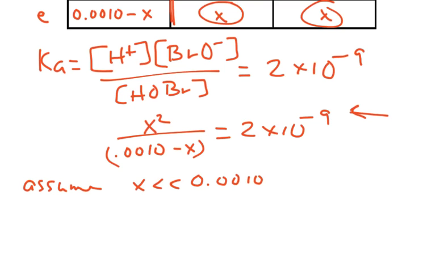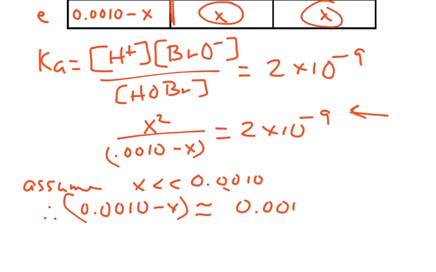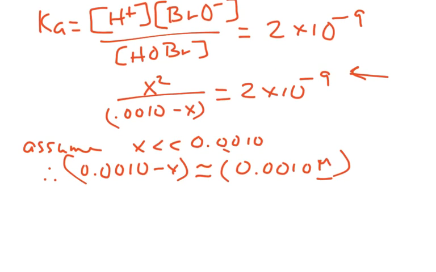So if X is much smaller than 0.001, then therefore 0.0010 minus X, that expression is really almost exactly the same thing as 0.001 molar. So not subtracting that X is really not going to change our answer very much. But what that does do is it simplifies our expression so that now we say X squared over 0.0010 is equal to 2 times 10 to the negative 9. That's a much simpler problem to solve.